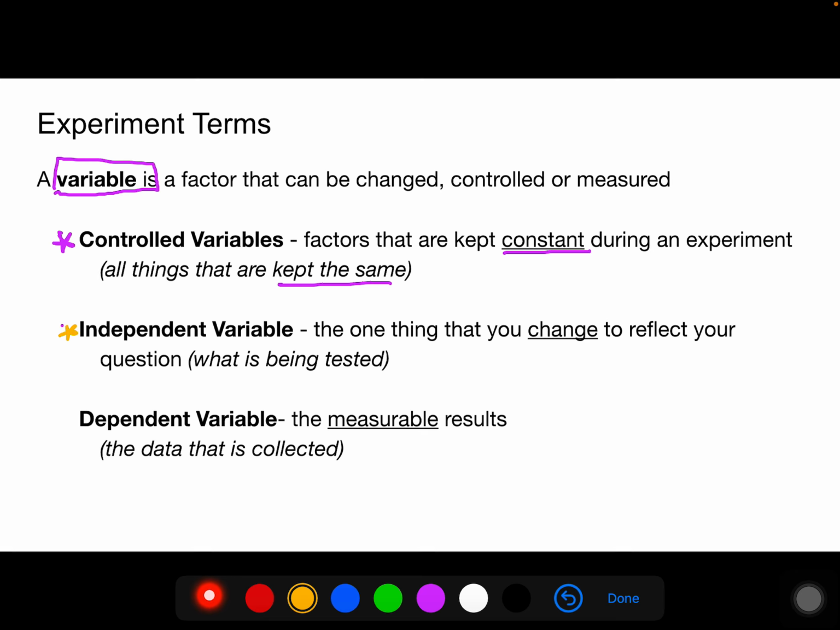Remember, independent variable is the one thing that we want to change in our experiment so we can reflect what we think the outcome is. So that previous example with the light, I'd want the only difference between those two plants to be the light. Everything else has to stay the same to decide, well, what kind of impact does that red light have? And finally, dependent variable.